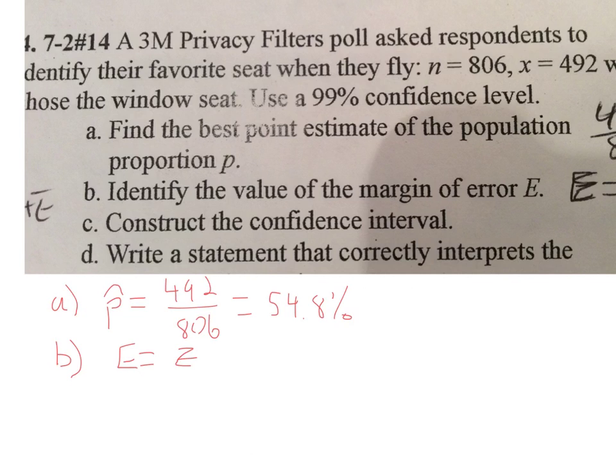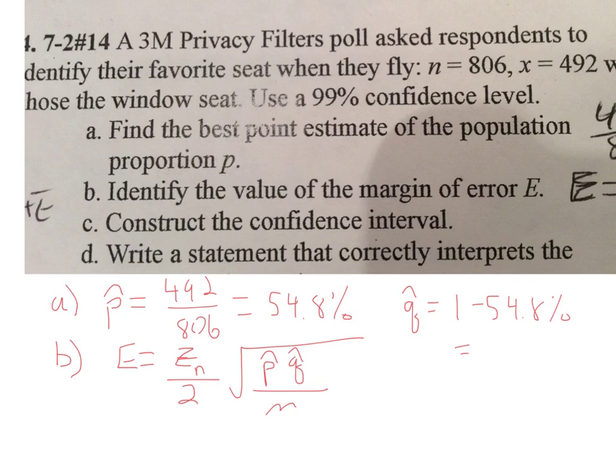We're going to use the z value over 2 times the square root of p hat q hat. And that's where that q hat comes in, because that would be the q that you would get if you did the complement, 1 minus 54.8%. You'll get the rest of it for q over n, okay? So in this case, our n is 806. We know our p, we know our q. The only thing that you don't have in order to calculate the error is the z.